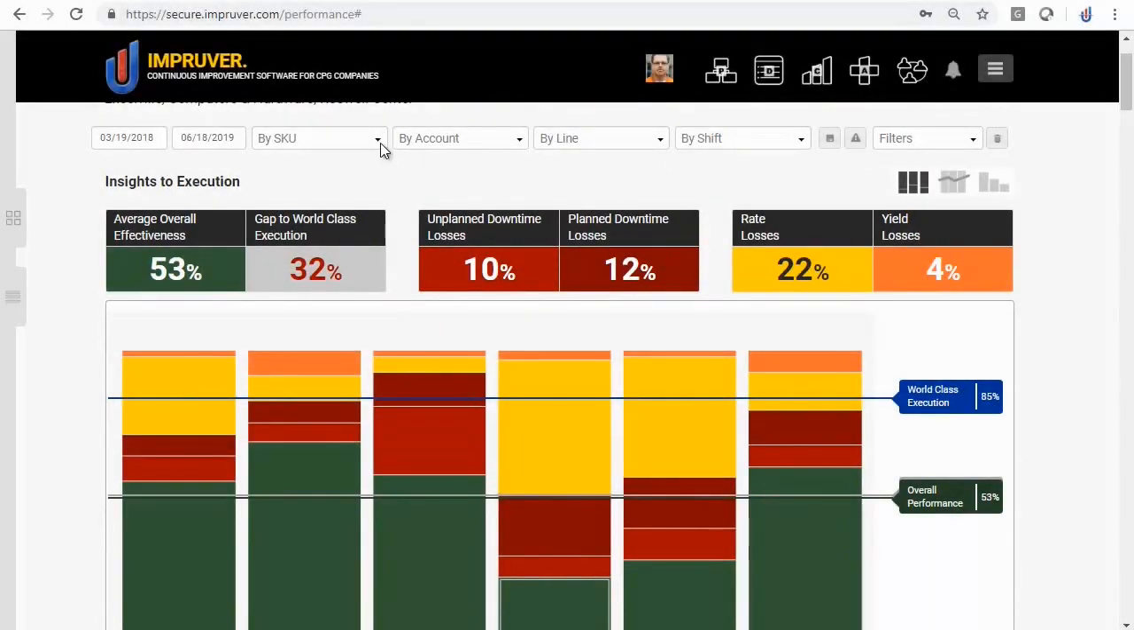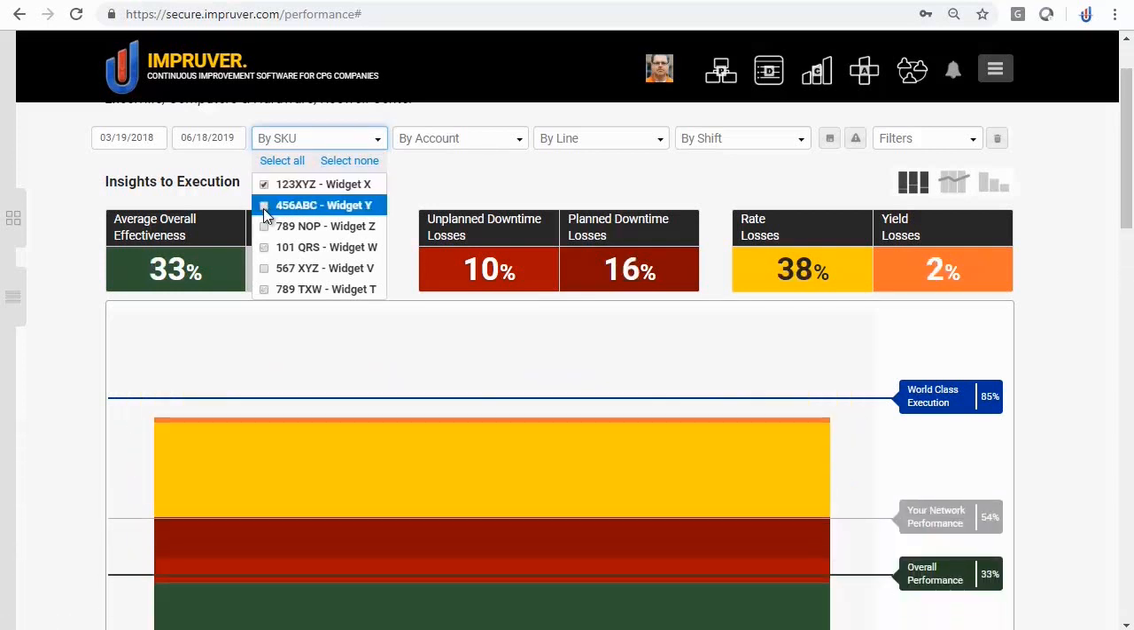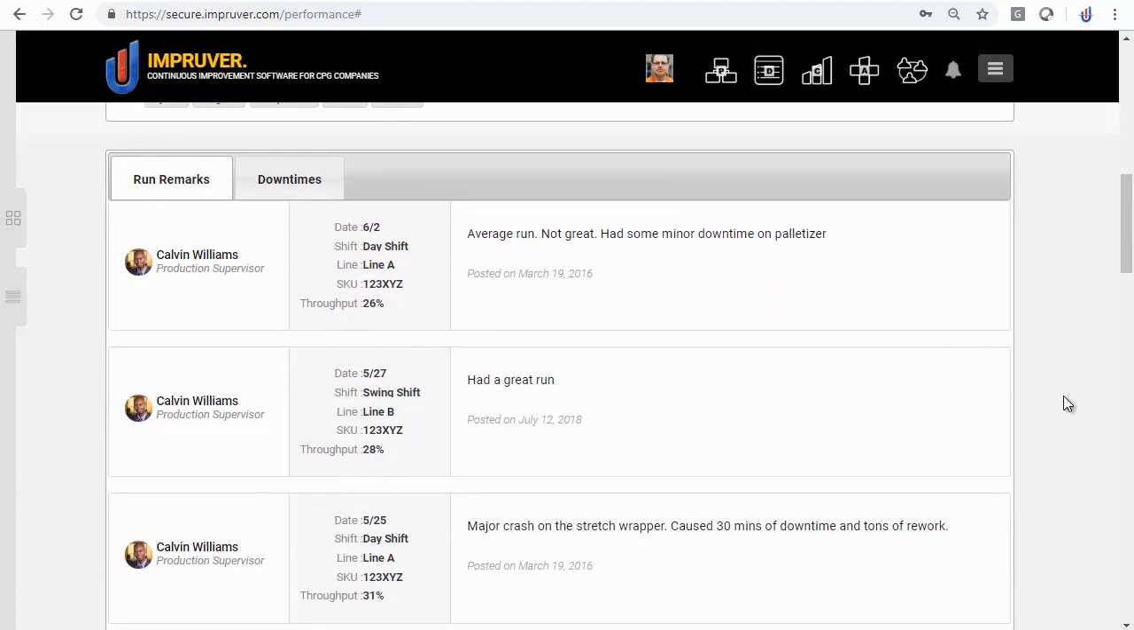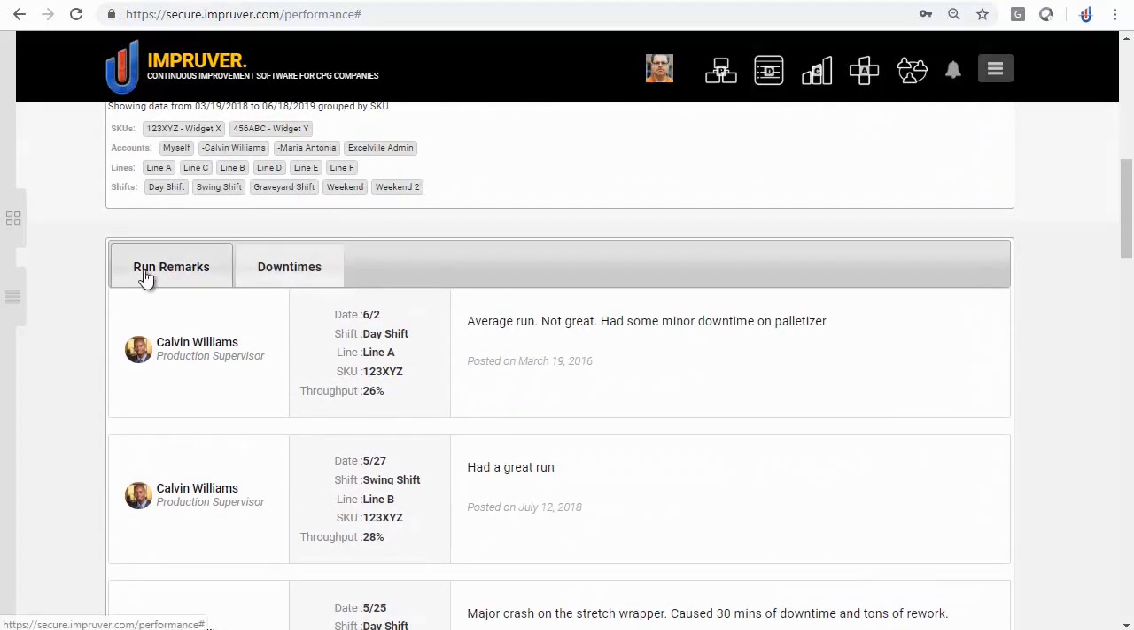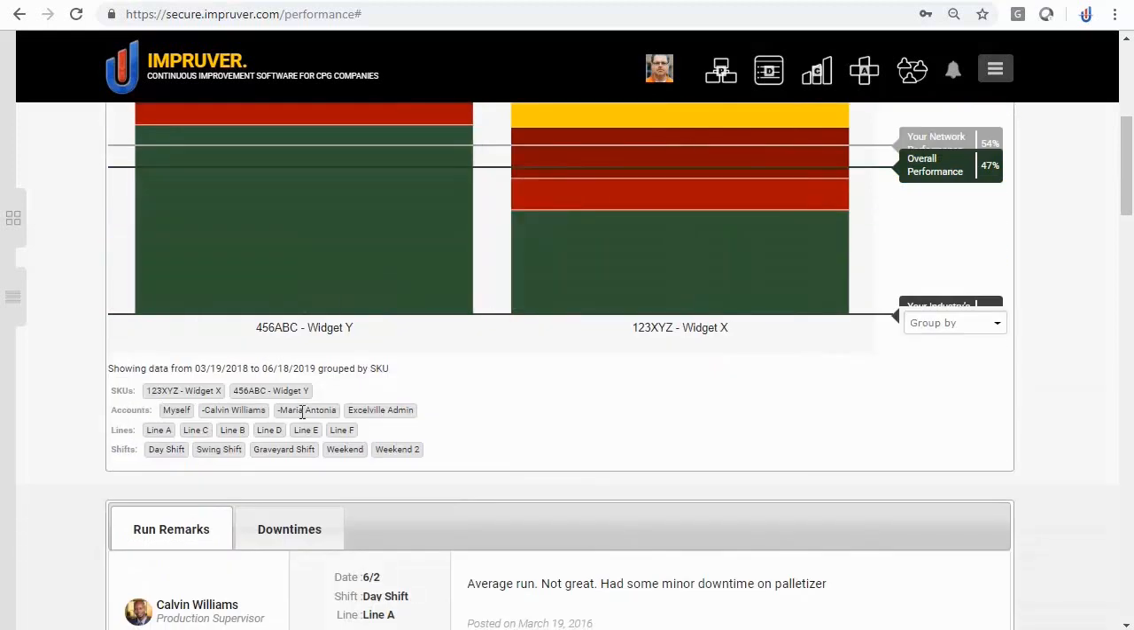Whatever information you have filtered up top, let's say I want to just select one or two products here. When you scroll down to the run remarks, it'll actually show the exact same products you have filtered for. So the run remarks mirror the criteria you have filtered here, which is also detailed out just below here. So if you ever have to print this out, it'll show you what data is represented in the data set.